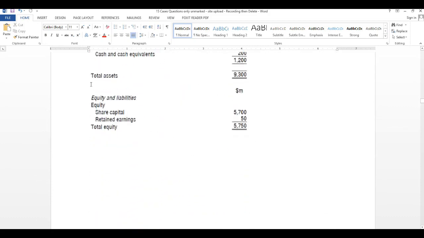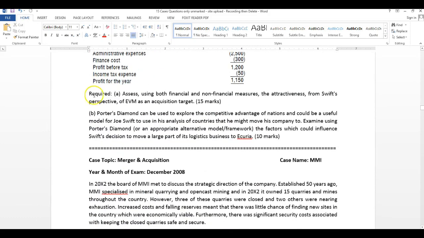The requirement states that it is a two-part question, and the first part asks you to assess, using both financial and non-financial measures, the attractiveness from Swift's perspective of EVM as an acquisition target. So a company called Swift is going to buy another company called EVM, and our job is to tell whether it's a proper acquisition target. So we are using the model called suitability, feasibility and acceptability as a method.